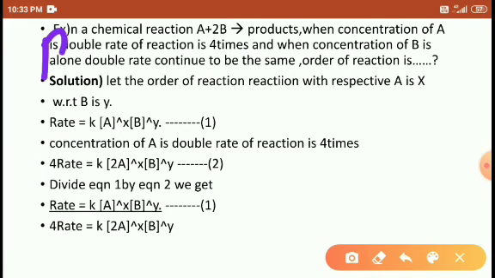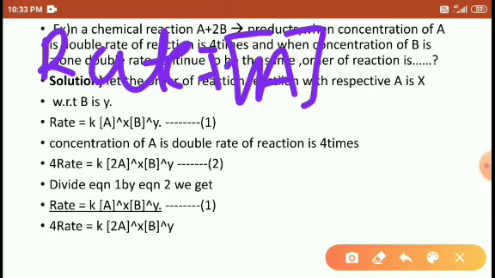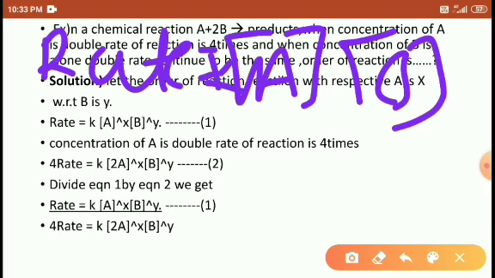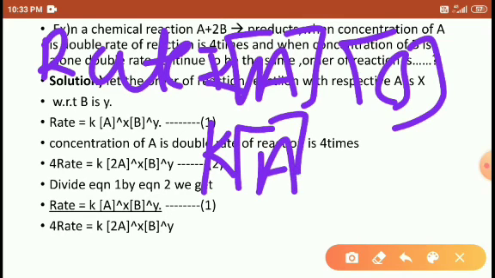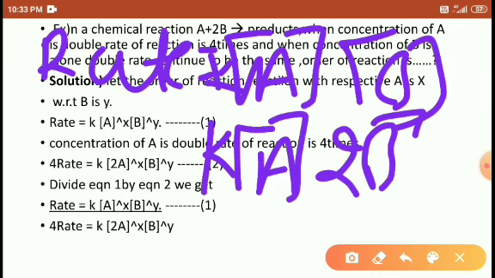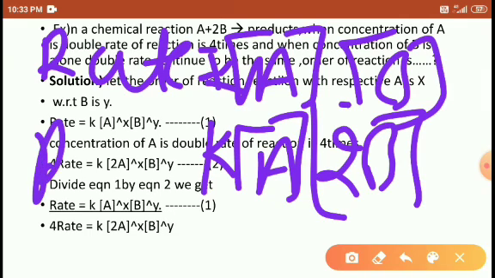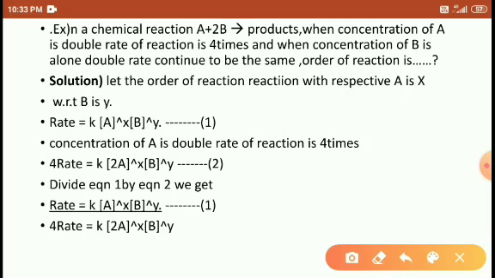Similarly, again you are using the rate is equal to concentration of A and B. When A is constant here, when you keep A constant, the B concentration increases double, rate becomes the same here. Rate becomes the same. So then what is the order? So the solution is, let the order with respect to A be x and with respect to B be y.